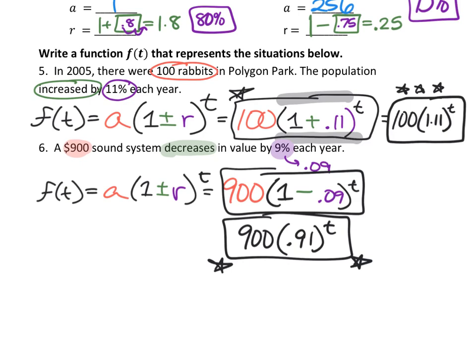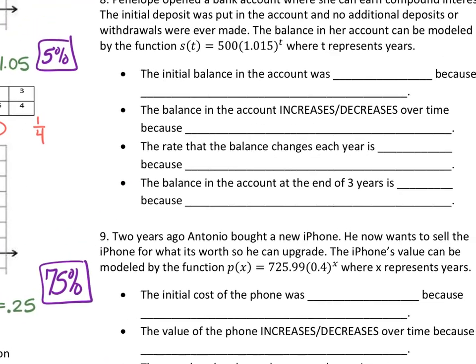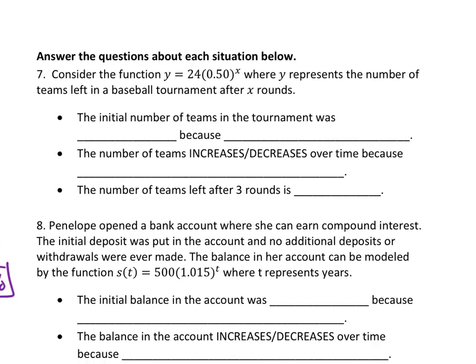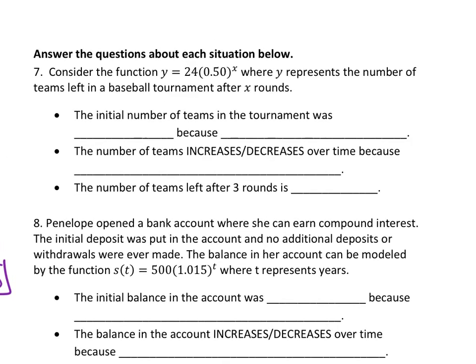This is how they have been written on the STAAR test in the past, where they give you a scenario, maybe give you the equation, and then ask you to tell me a bunch of things about the scenario. Scenario number 7 says, consider the function, and we highlight function because that's important, y equals 24 times 0.5 to the x, where y represents the number of teams left in a baseball tournament after x rounds. The first bullet point says, the initial number of teams in the tournament was blank. What was the initial number of teams in this tournament?